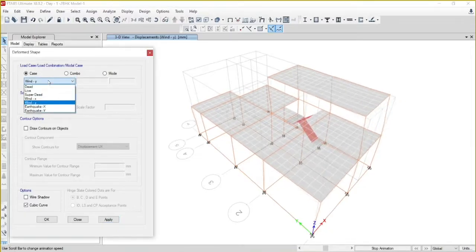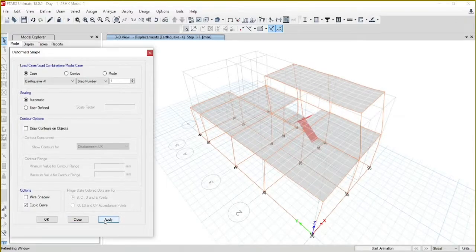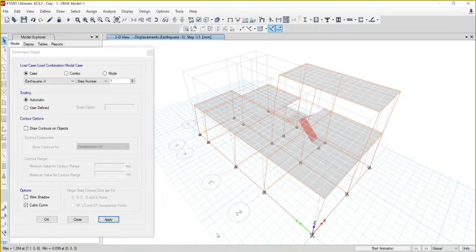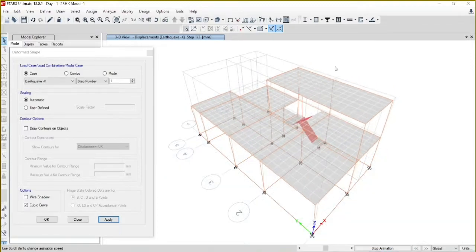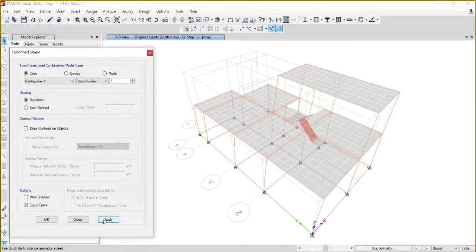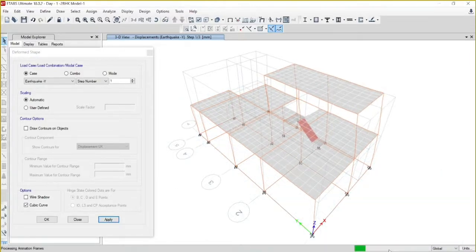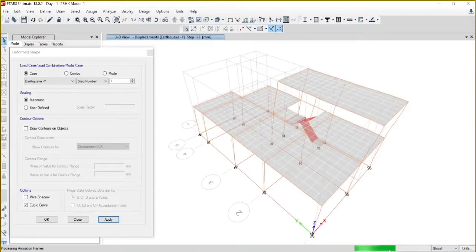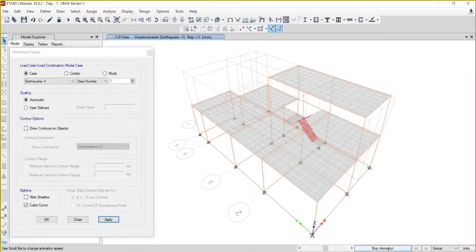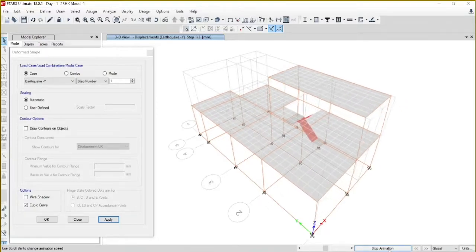Now let us check earthquake in x direction. Let us apply. Now this is our axis. You can note here that this is the x-axis. The structure is going to deflect in this manner. Start animation. Now if you press y direction, it will deflect in the opposite way. Now let us start animation. Right now you have got an idea about how we have applied the load and how the structure is getting deflected.